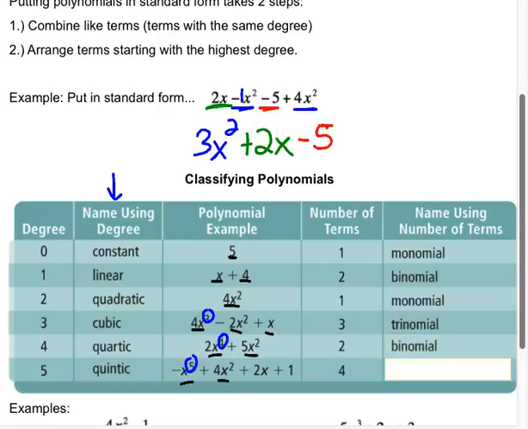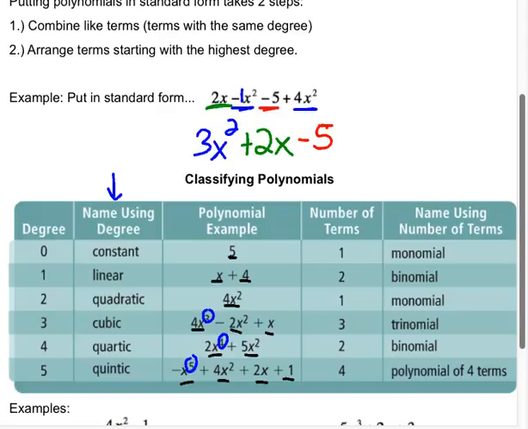This next one has 4, okay? And remember, once we get above 3, they don't keep naming them. So we just say, hey, this is a polynomial of 4 terms, okay? They don't keep coming up with unique names for them. You'll just keep going up the ranks, polynomial of 4 terms, polynomial of 5 terms, 6 terms, so on and so forth, okay?